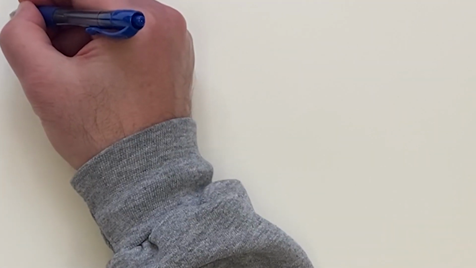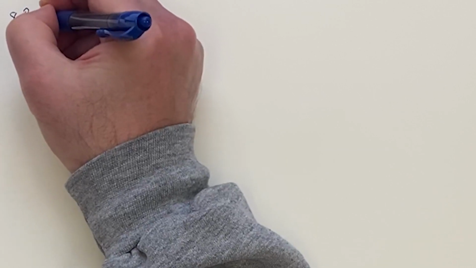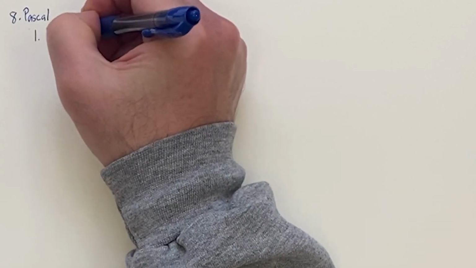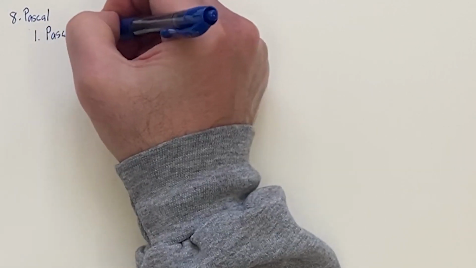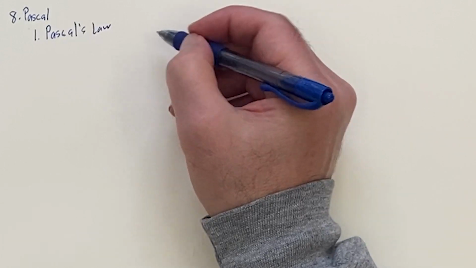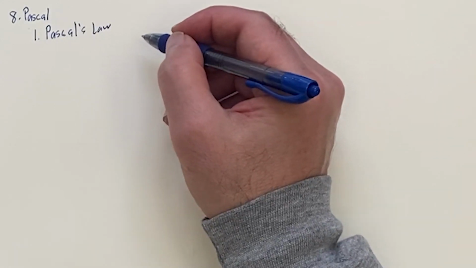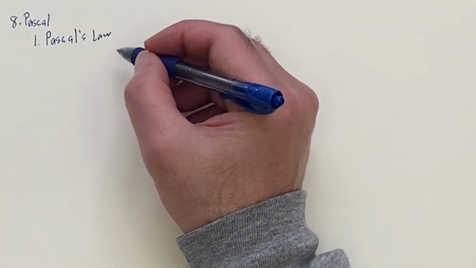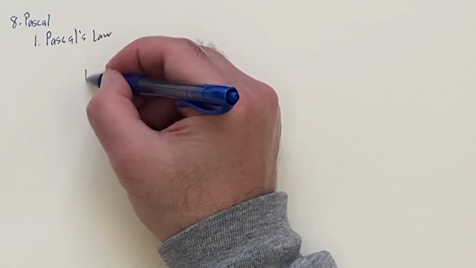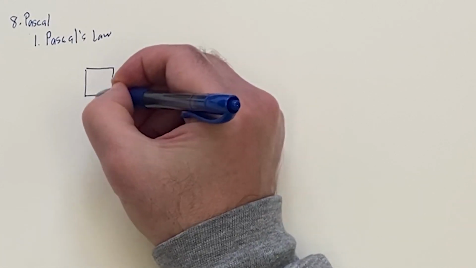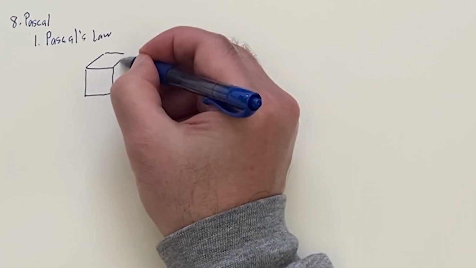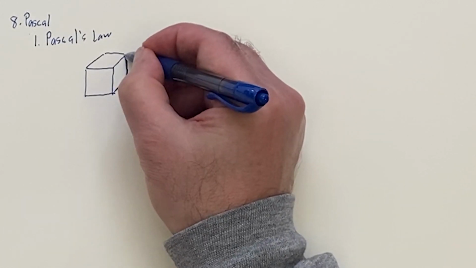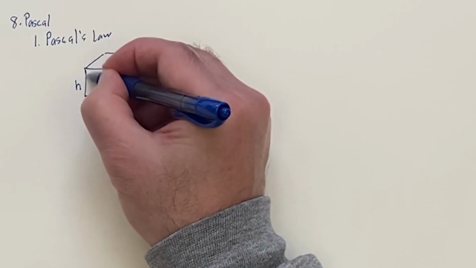Okay, let's go into 8, Pascal. And the first one we'll do is Pascal's law. Pascal's law is a cool law where, let's look at water, and let's take a block of water. So here's a block of water underneath water somewhere. Say it's a height h.